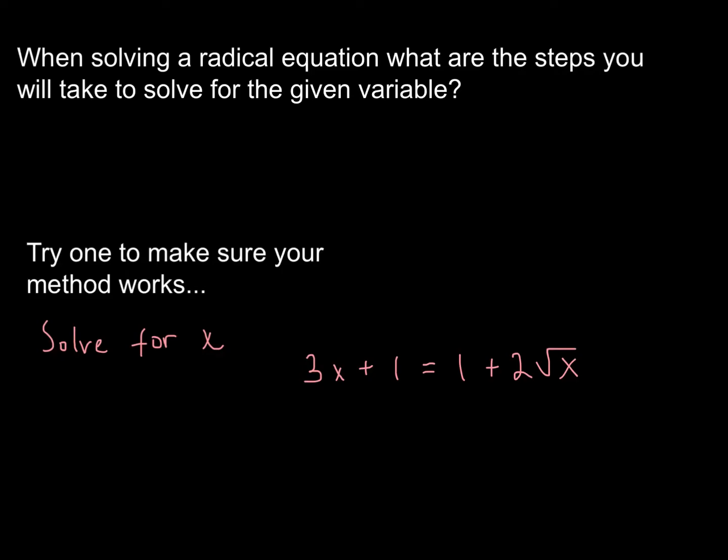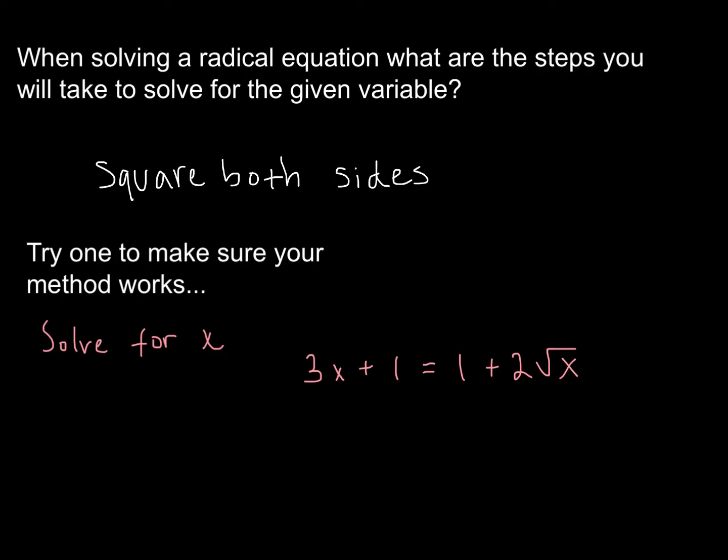So I bet the number one thing that people said was that you're going to need to square both sides. Right? That's how we are going to get our variable out from inside our radical. Because squaring is the inverse of square rooting, and so that is a great step to take.